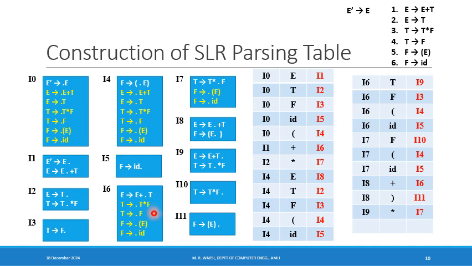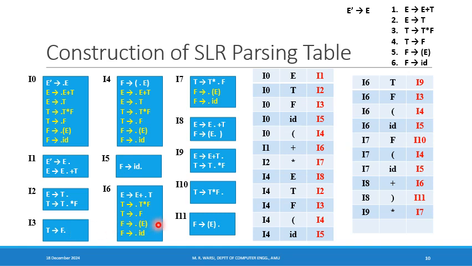From I6, in this LR0 item, there is capital F after the dot, so there will be a transition from I6 on capital F. From I6 on capital F, I'll go to the state which is containing capital T derives F dot, and if I examine the existing states, there is already a state which is containing this LR0 item, which is I3. So from I6 on capital F, I'll go to I3 state.